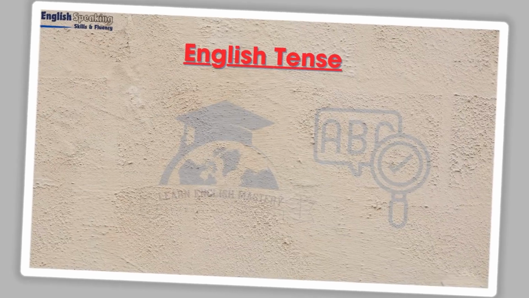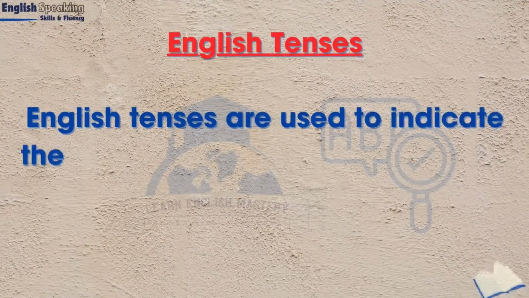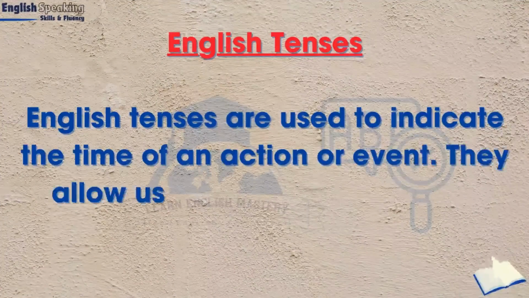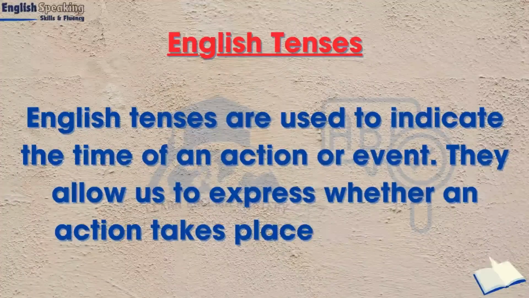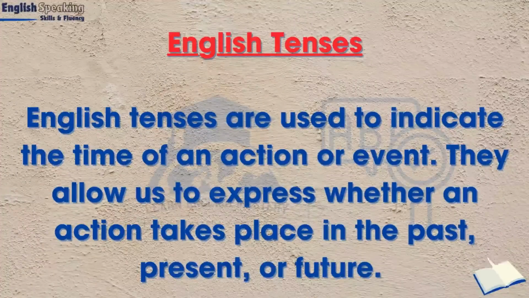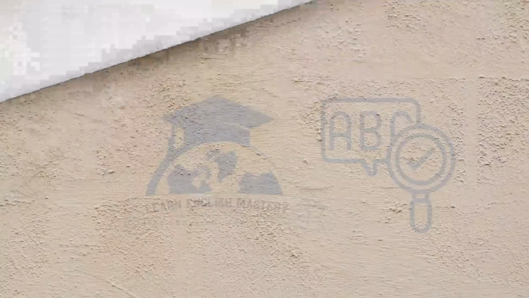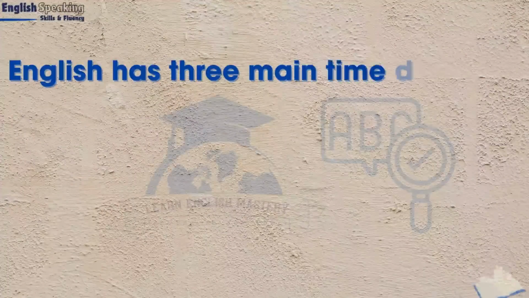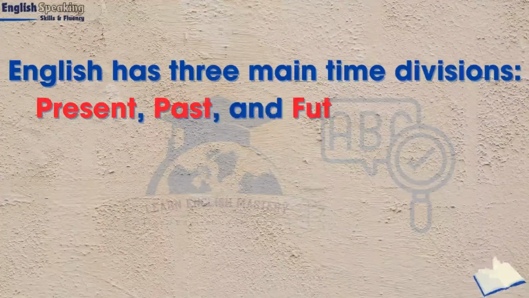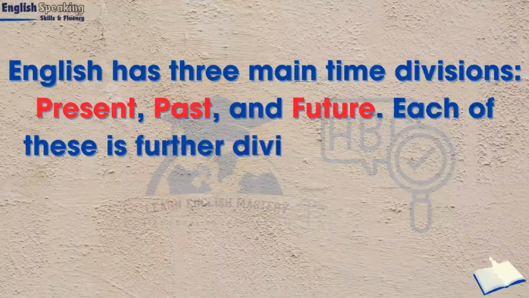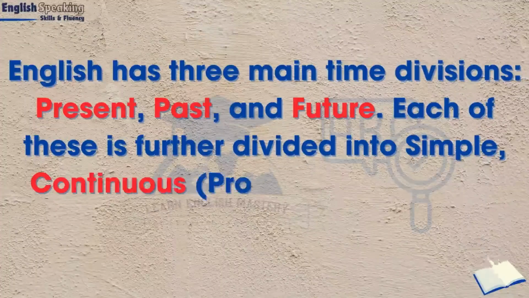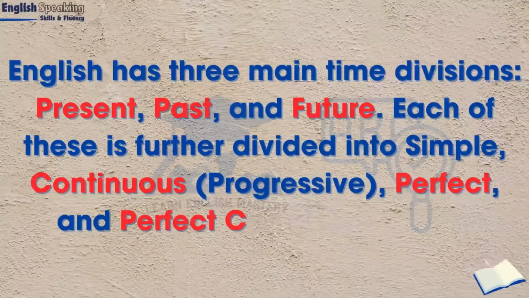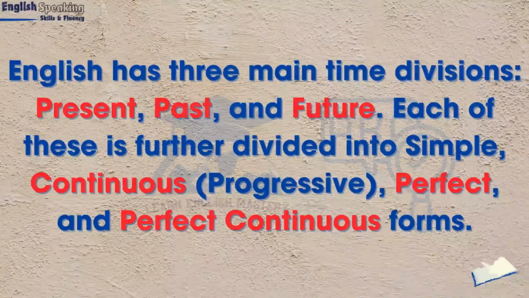English tenses are used to indicate the time of an action or event. They allow us to express whether an action takes place in the past, present, or future. English has three main time divisions: present, past, and future. Each of these is further divided into simple, continuous (progressive), perfect, and perfect continuous forms.